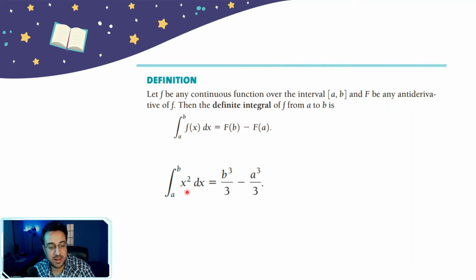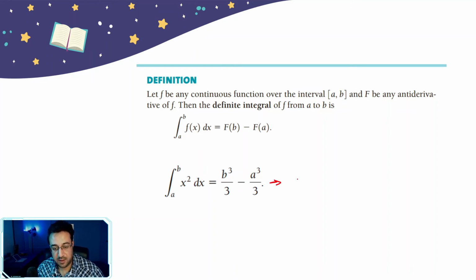Now replacing that with b and a, that would be x cubed over 3 for the b minus x cubed over 3 for the a. That would be b cubed over 3 minus a cubed over 3. Let's simplify it for you.